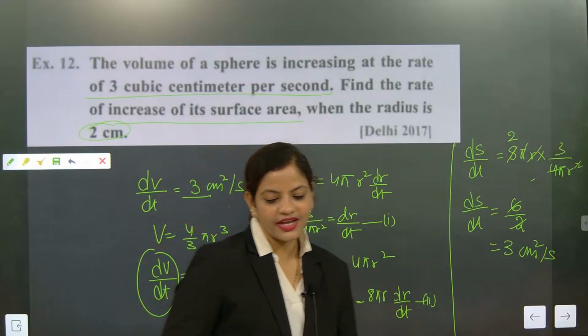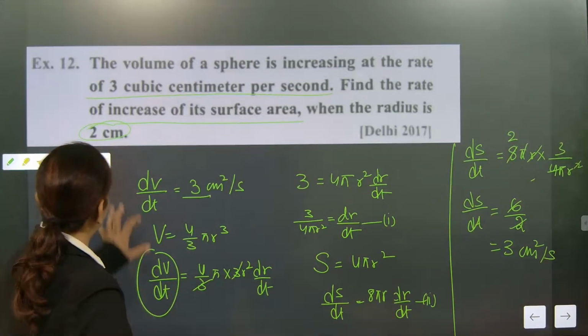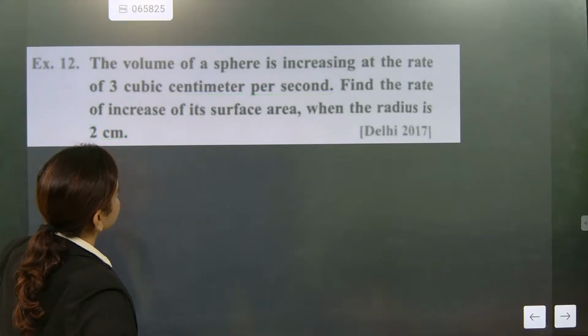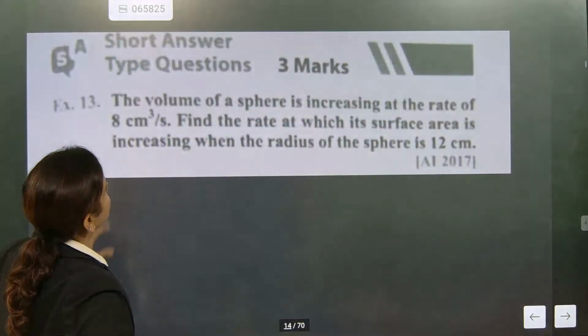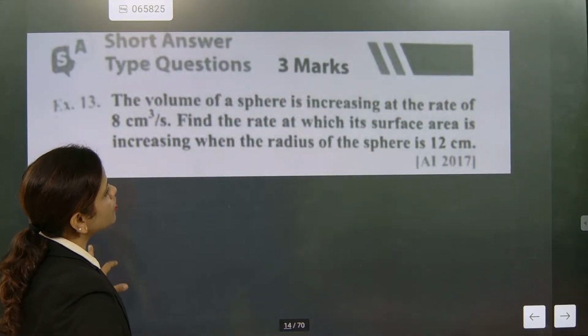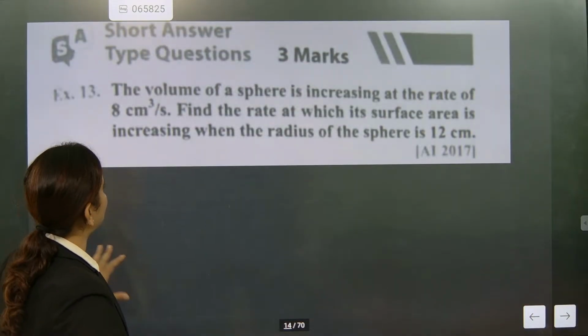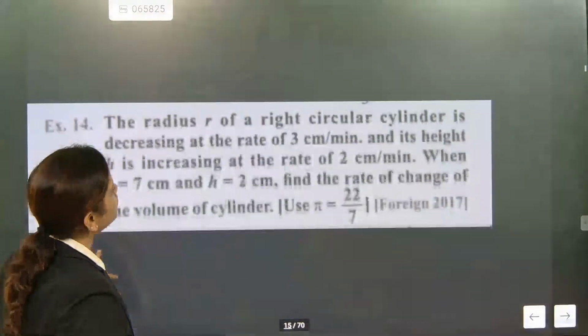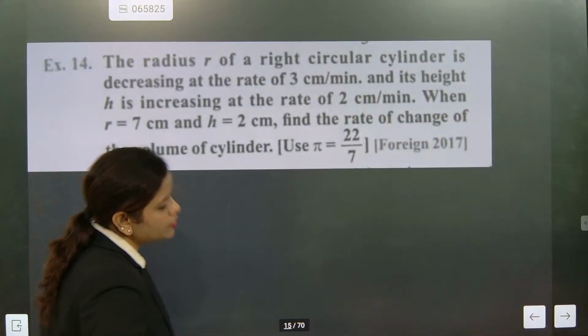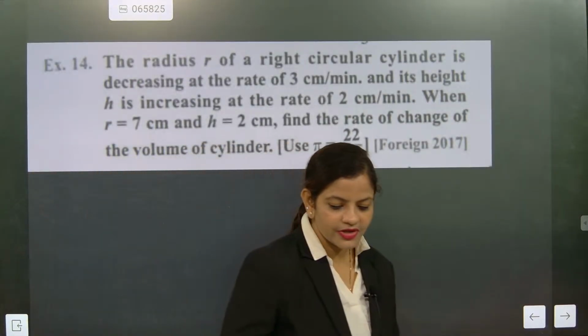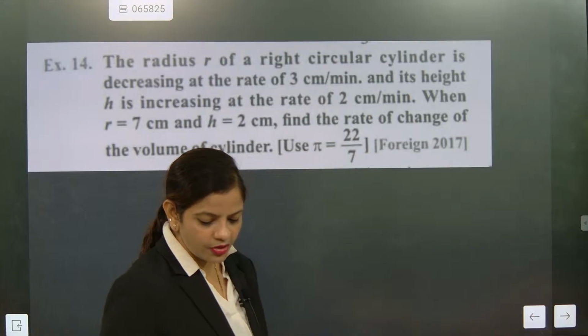Okay, shall we go for the next question? This is a 3 marks question. Come on, go for it. Same pattern question, so I'm leaving this question. We'll go for the next question. In this question we are going to do circular cylinder related questions. Come on, start doing it, please.